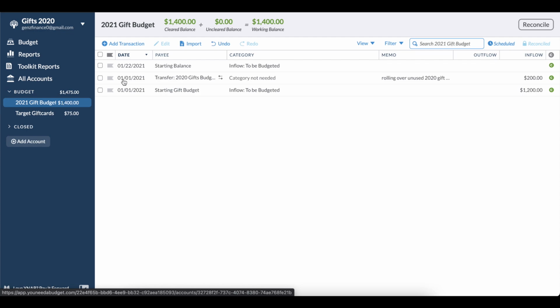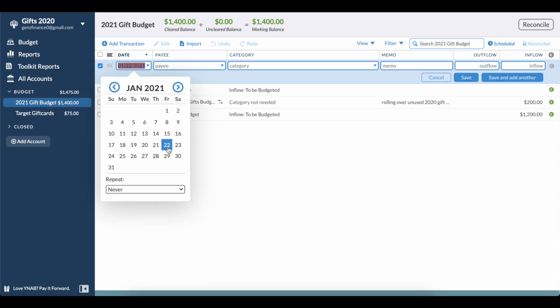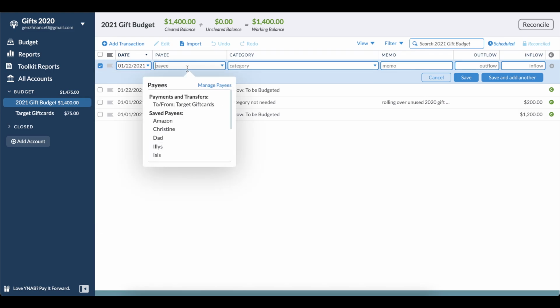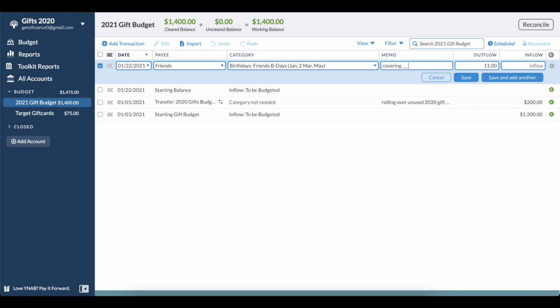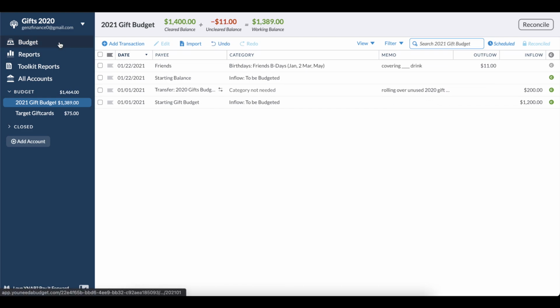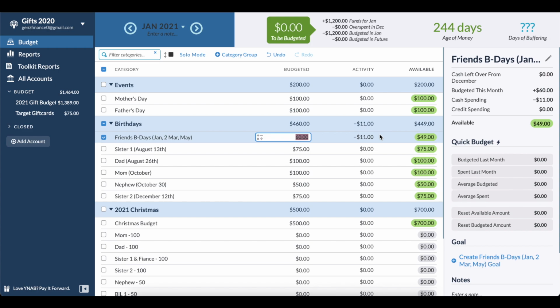Underneath this 2021 gift budget, what I will do is add a transaction. This will be for today. Didn't happen today, but can do for today. The payee will be friend, category will be friends' birthdays, and the outflow will be $11. So that was $11. And you can see I still have about $49 left in my friend's birthday line.